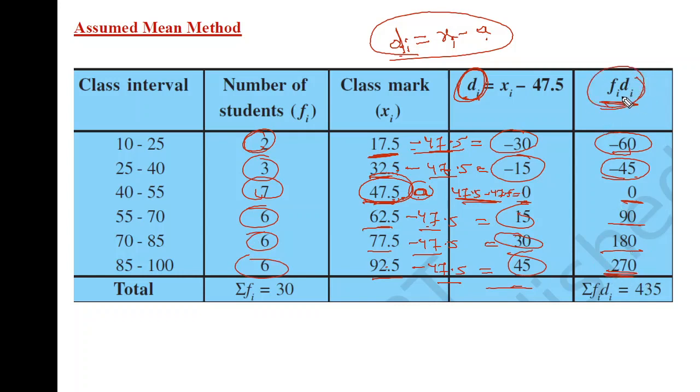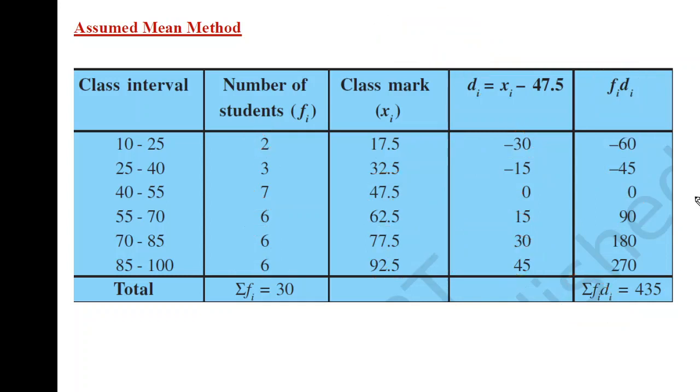You know that you have to find sigma fi di. So sigma fi di will be equal to the sum of all the numbers. There are some negative numbers, there are some positive numbers. You know how to add. So minus 60, minus 45, and so on, you please add all the numbers. It will be equal to 435. Well, now after this, what have we found? Sigma fi also we have to find. Sigma fi and sigma fi di. Okay, now what will we do?